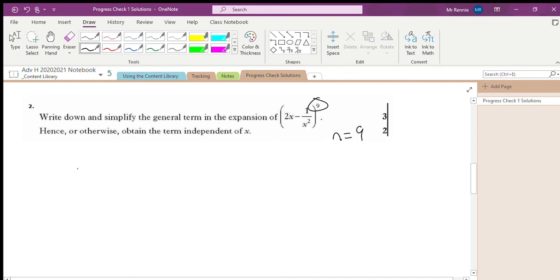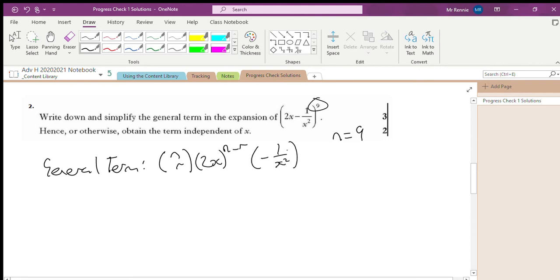Now the general term actually comes from the formula that is written on your sheet. You'll see the binomial expansion has got the sum of. The general term is just without the sum, it's the notation, so it's going to be n choose r. Then it's going to be the first term, so it's 2x for us, to the power n minus r. Then it's the second term. Now be careful because there is a negative in front of the 1 over x squared. We need to include that, that's going to be important for us, and to the power r.